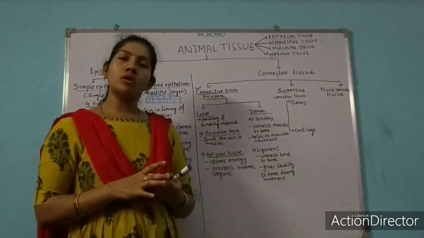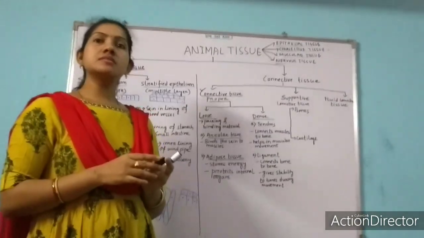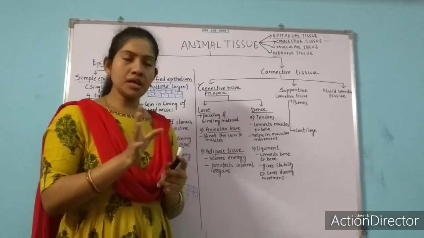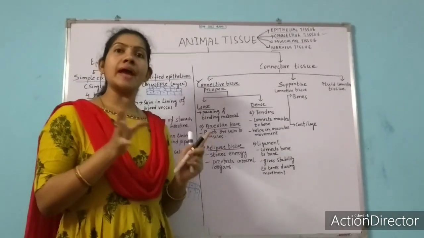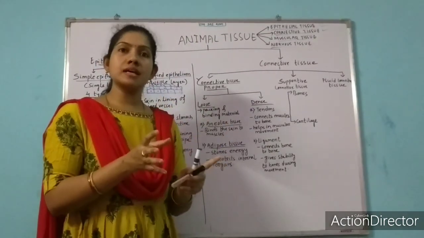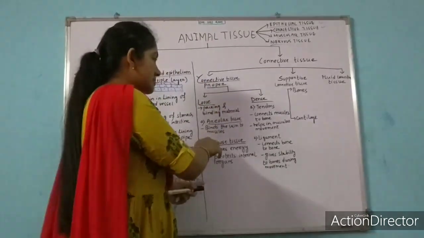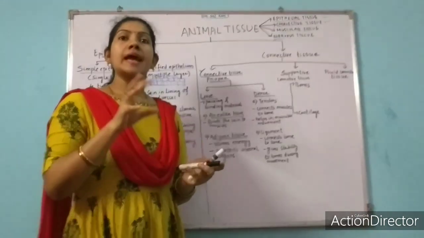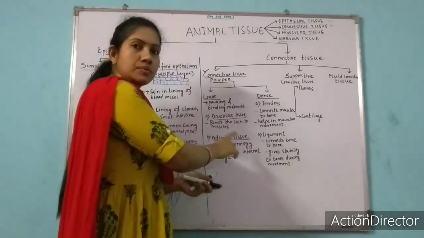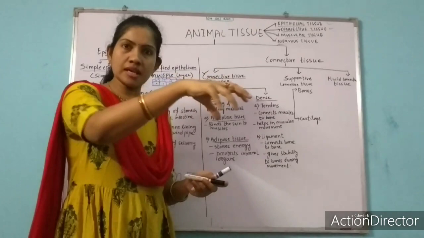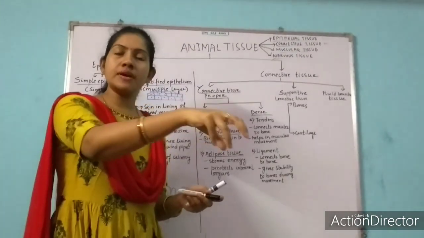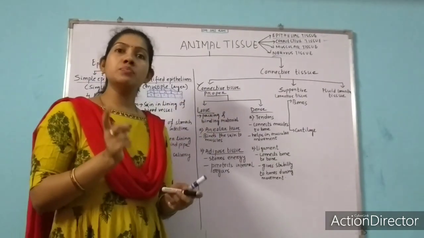The next type of loose connective tissue is adipose tissue. Adipose tissue we can also call fat tissue, because it is made up of fiber along with fat cells. That's why each cell of adipose tissue is known as an adipocyte. Each cell of adipose tissue is made up of fats. So each fat cell of adipose tissue is known as an adipocyte.